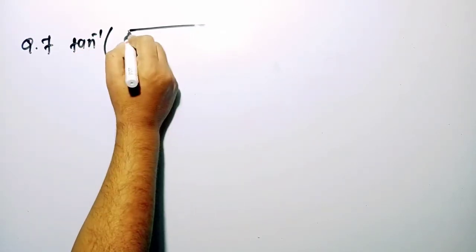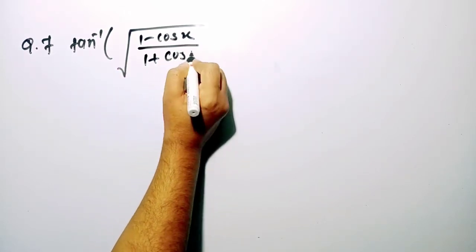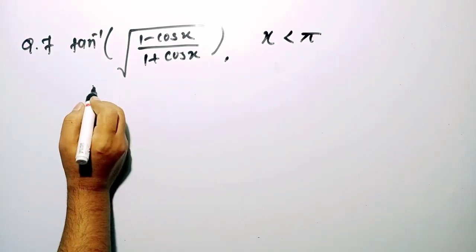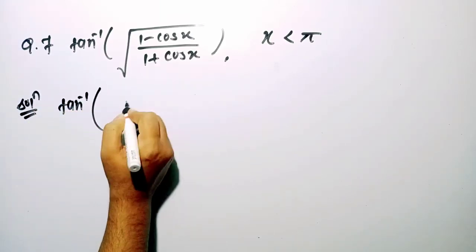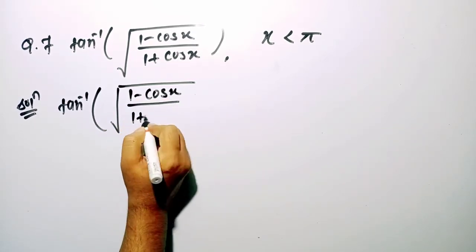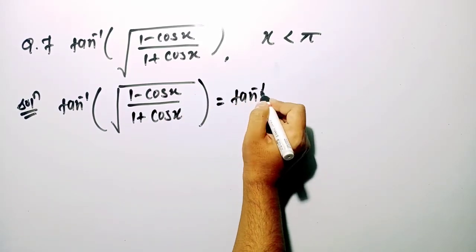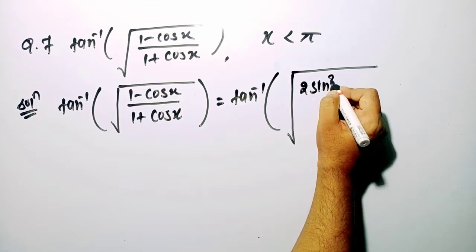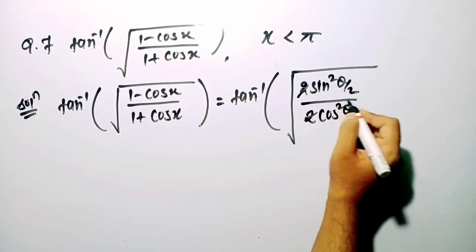Question number 7: tan inverse of square root of (1 minus cos x) over (1 plus cos x). Okay students, here we have to simplify, if the value of x is less than pi. Let us see the solution. Tan inverse square root of 1 minus cos x divided by 1 plus cos x. We can write 1 minus cos x as 2 sin square x by 2, and 1 plus cos x as 2 cos square x by 2. 2 cancels.